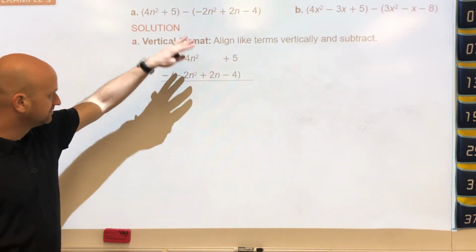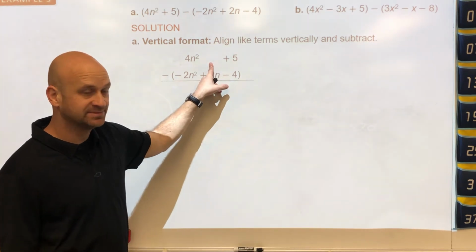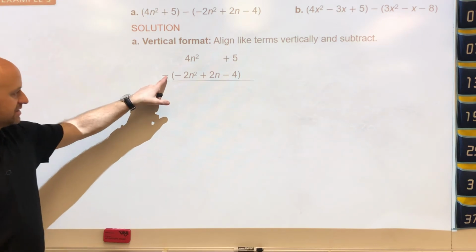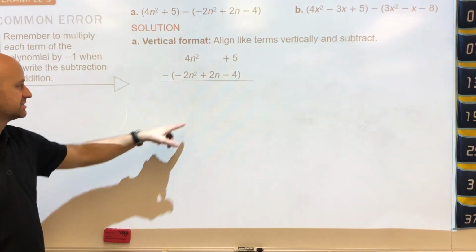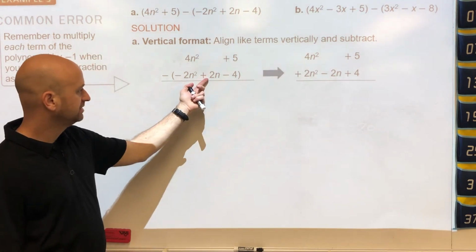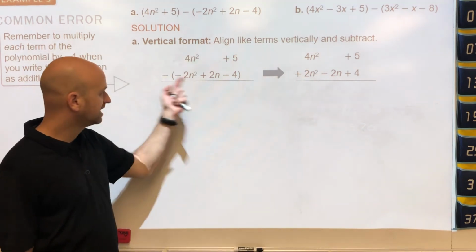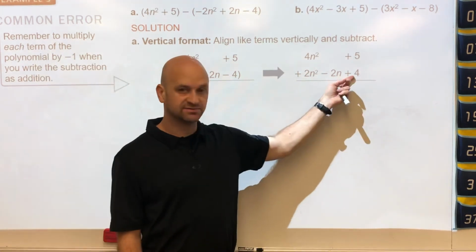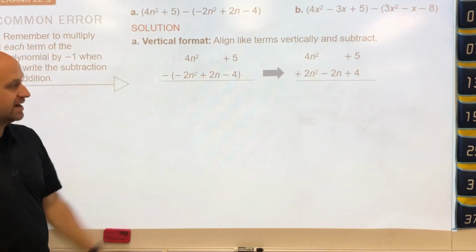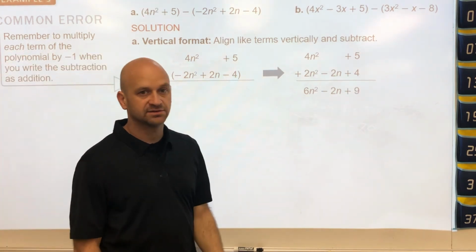So we have in vertical format, we have 4n squareds, we have no n's, so that's skipped, and then we have the constant 5. So what is the opposite of negative 2? That's going to give us a positive 2, okay? The 2n, what is the opposite of 2n? That makes it negative n. What's the opposite of negative 4? That makes it positive 4. Now we can in this case add, and we get 6n squared minus 2n plus 9 in that case.